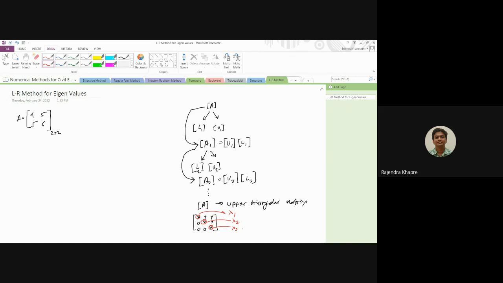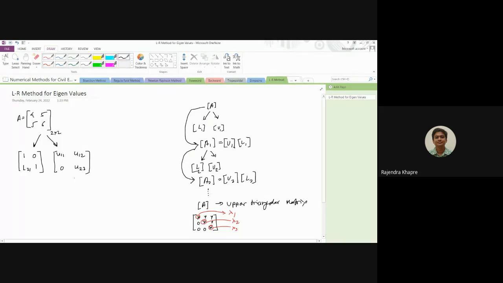I hope the method is clear to everyone. Let us try to find the eigenvalues of this particular matrix. What exactly do we have to do? We have to break this into 2 parts: one is the lower triangular matrix and one is the upper triangular matrix. In the lower triangular matrix, the diagonal values are 1, the upper triangle is 0, and in the lower triangle you have the second row and first column, because it's a 2 by 2. In the upper triangular matrix, you have U11, U12, 0, and U22.